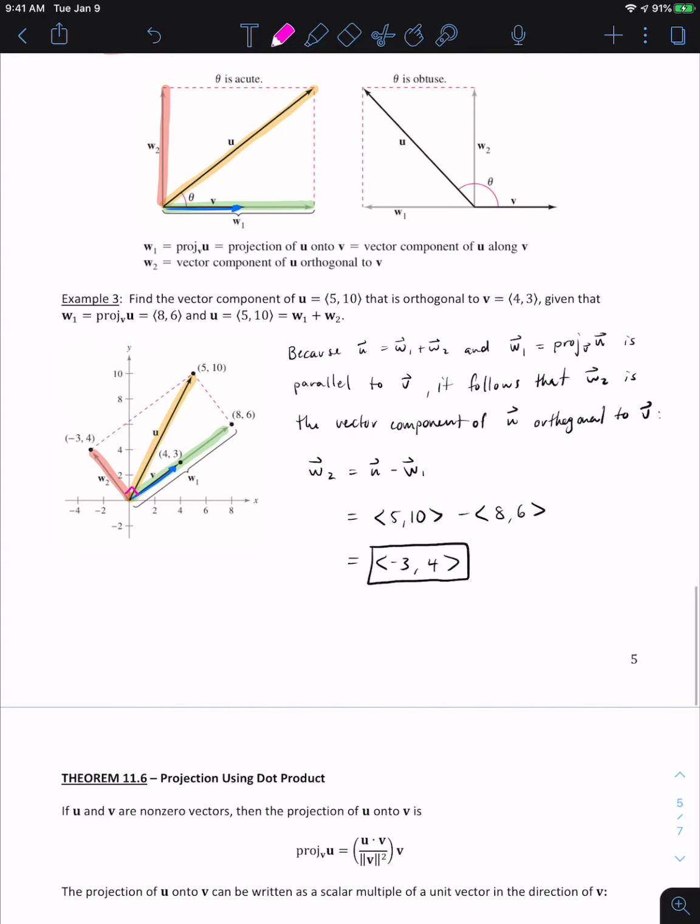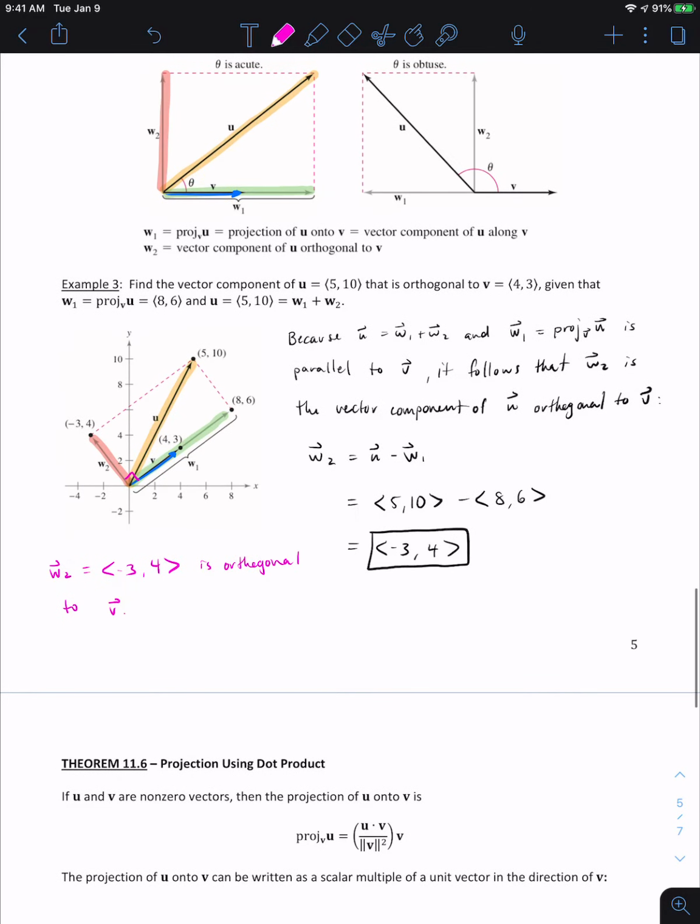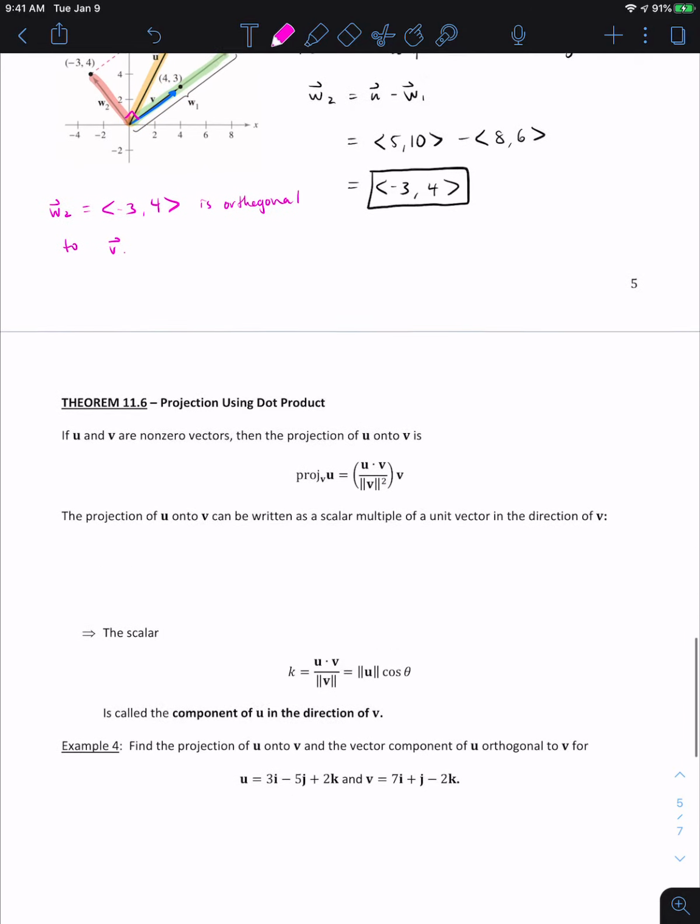I could do the dot product between those two lines and see that it would be 0, if I really wanted to. But it is. And so we see here that w sub 2, the guy that we just found, which is equal to negative 3, 4, is orthogonal to v, which is what we wanted, because it is the vector component of u orthogonal to v.